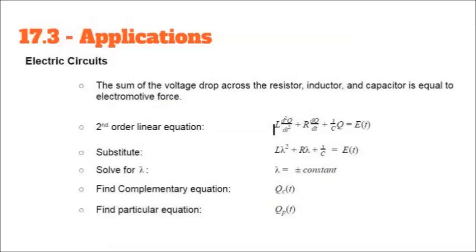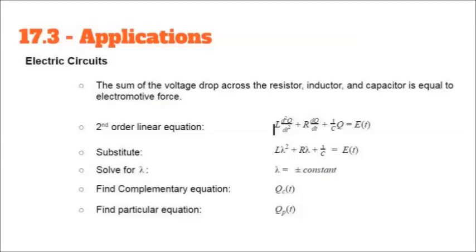Electric circuits. The sum of voltage drops across the resistor, inductor, and capacitor is equal to the electromotive force. Using the second order linear equation, L d²Q/dt² plus R dQ/dt plus 1 over C Q is equal to E of t. So then you substitute lambda in L lambda squared plus R lambda plus 1 over C, equal to E of t. Then we solve for lambda, and lambda is a positive or negative constant.